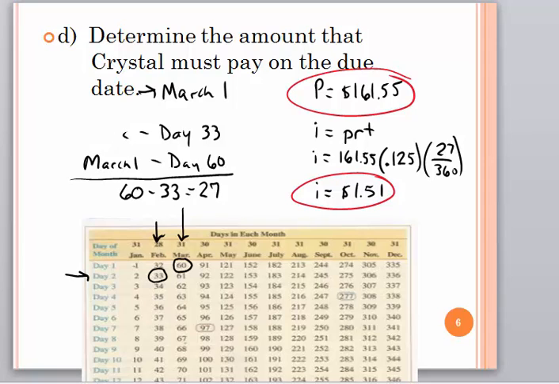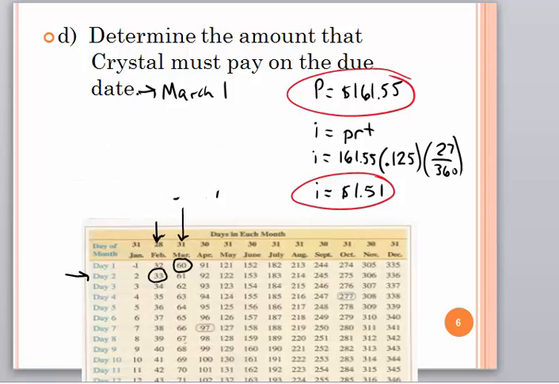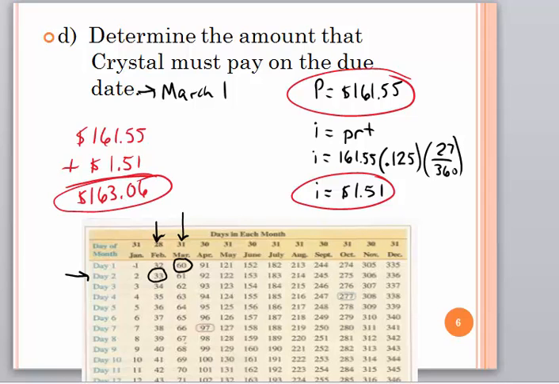So what is the amount that she has to pay on March 1st? She has to pay the $161.55 in principal, and she has to pay the $1.51 in interest, bringing her total payoff to $163.06. And so to determine the amount that she must pay on the due date, she must pay $163.06.